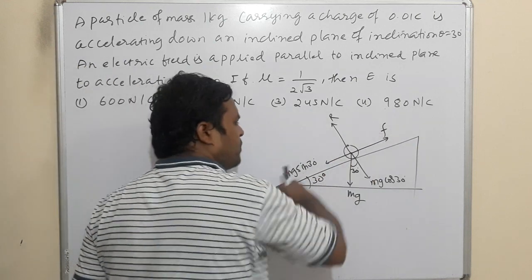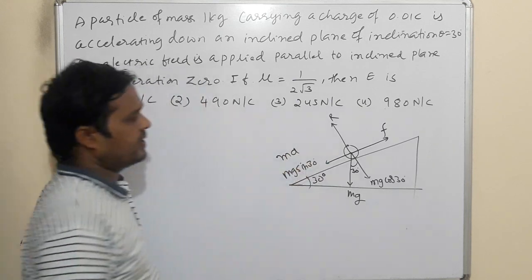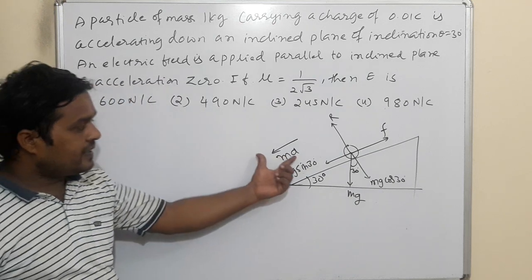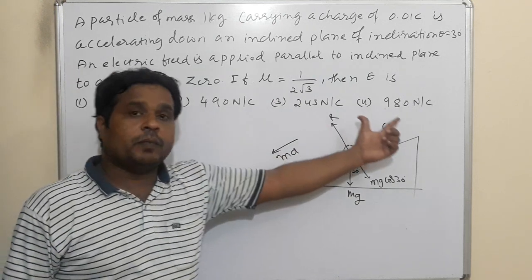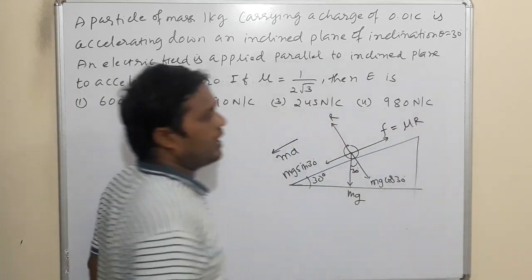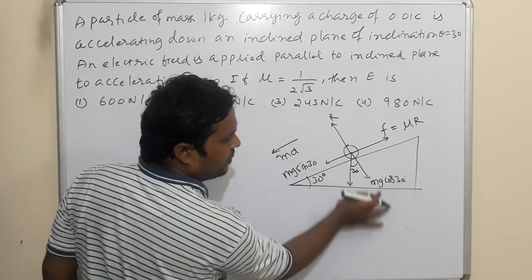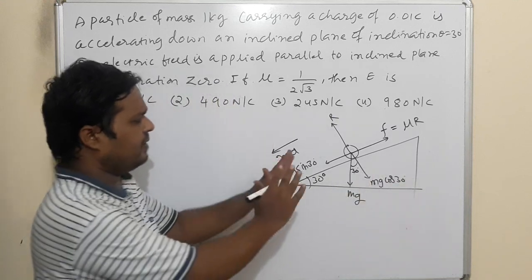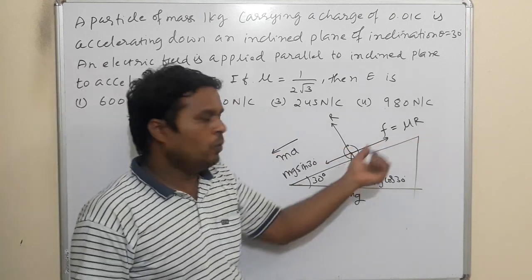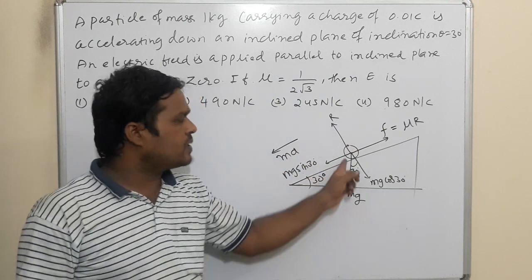What is the net force acting downward? Net force acting downward is given by ma if its acceleration is a. This ma will be equal to mg sin 30 minus F. What is the frictional force formula? This is mu into R, where mu is the coefficient of friction. Then what is R from this figure? It is mg cos theta. When this field is applied to make its acceleration zero, it means the net force on this body has become zero.